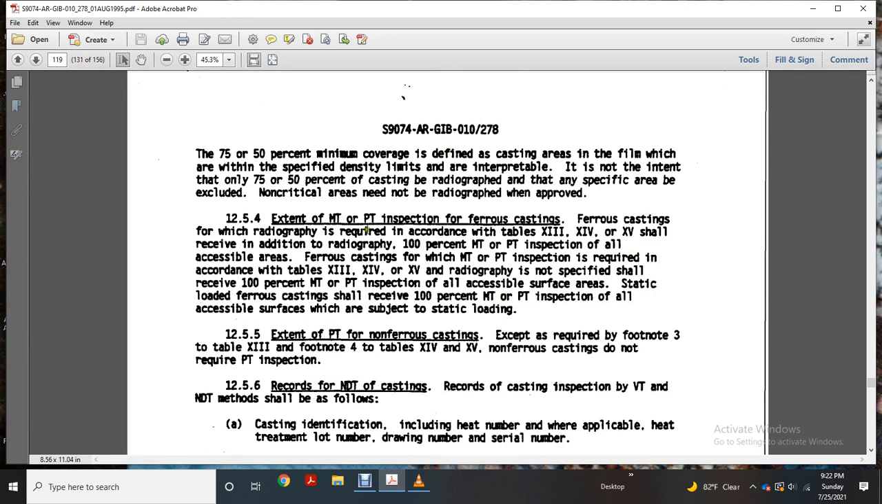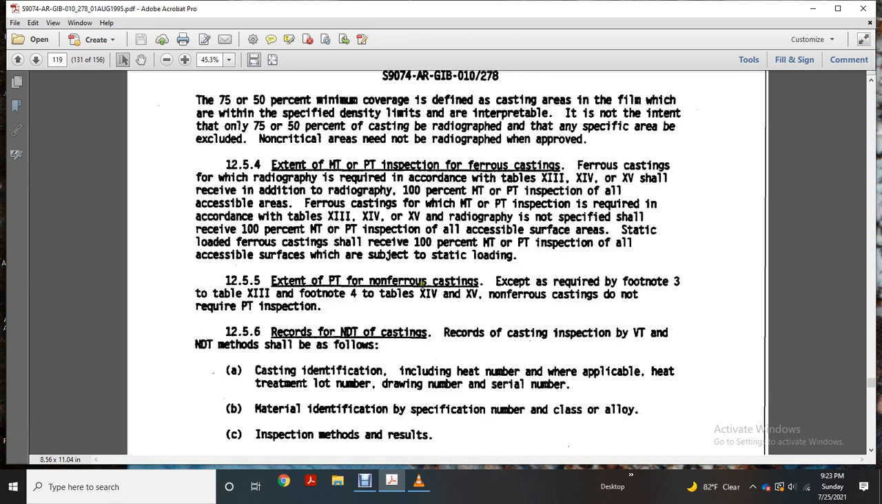Alright, so the extent of the magnetic particle test on ferrous casting radiograph required with the components of Tables 13, 14, and 15 shall receive, additionally with the radiograph, 100% magnetic particle test of all accessible areas. Forged casting for which magnetic particle test is required with the components of Tables 13, 14, and 15, where radiograph is not specified, shall receive 100% magnetic particle test on all accessible surface areas with static load. Ferrous casting shall receive 100% magnetic particle test on all accessible surfaces which are subject to static loading. So the particle test for non-ferrous casting is required only per footnote 3 of Table 13 and footnote 4 of Tables 14 and 15. Ferrous does not require particle test.